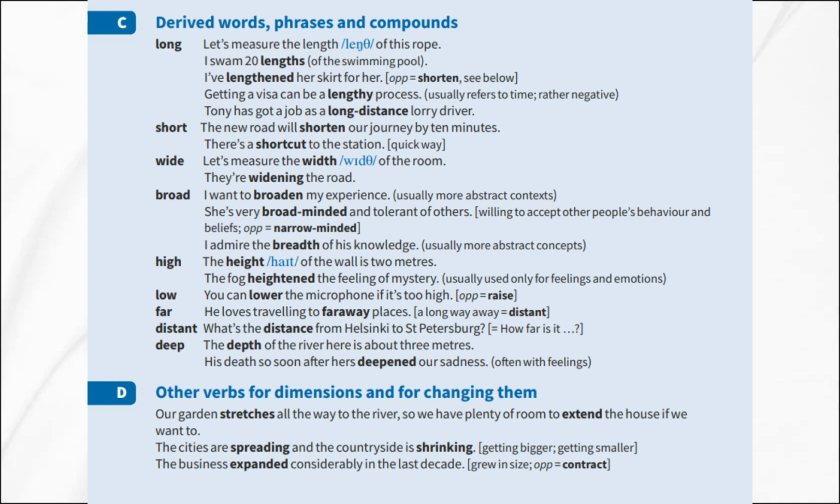Other verbs for dimensions and changing them. Finally, let us look at some other verbs for dimensions and for changing them. Our garden stretches all the way to the river, meaning it extends or reaches. We have plenty of room to extend the house if we want to, meaning make it bigger. The cities are spreading and the countryside is shrinking. Spreading means getting bigger and shrinking means getting smaller. The business expanded considerably in the last decade, meaning grew in size. The opposite is contract.